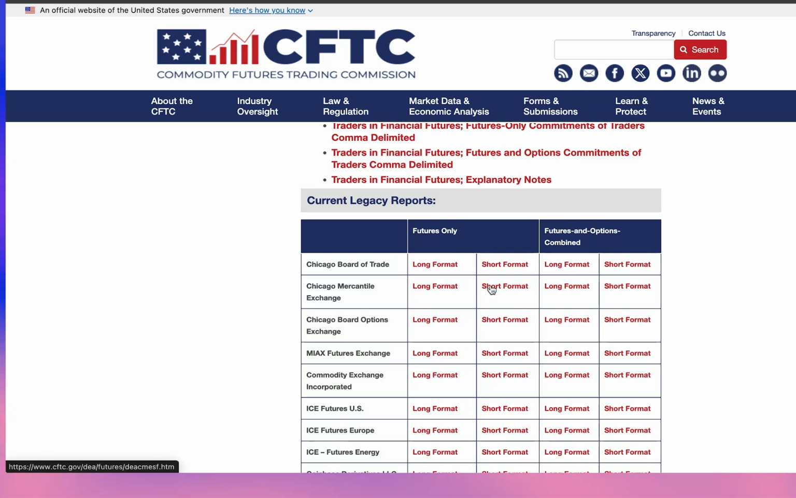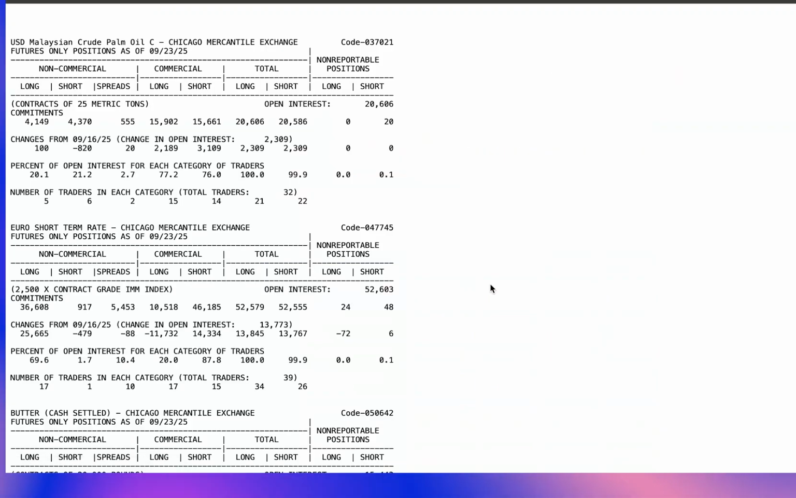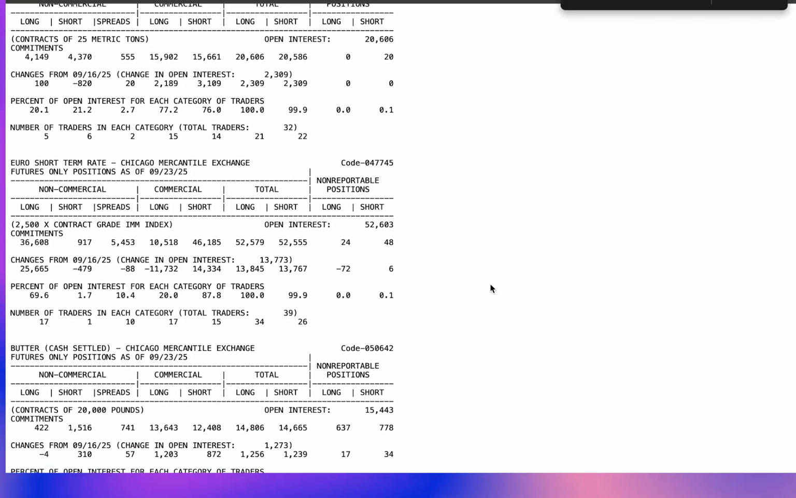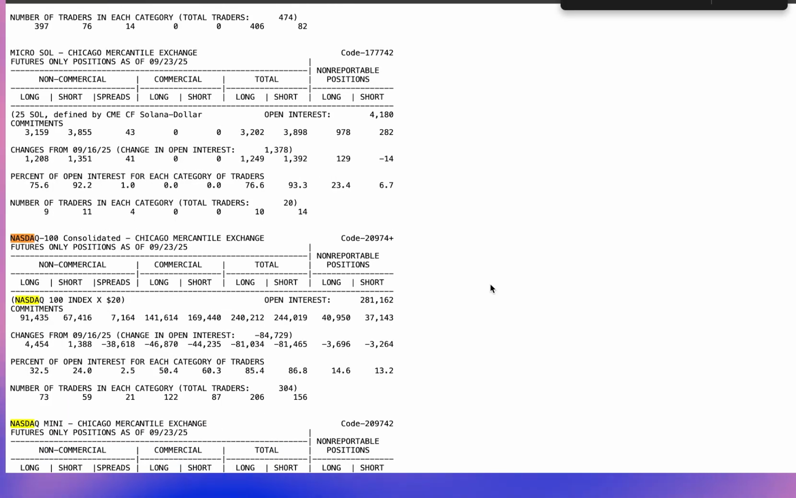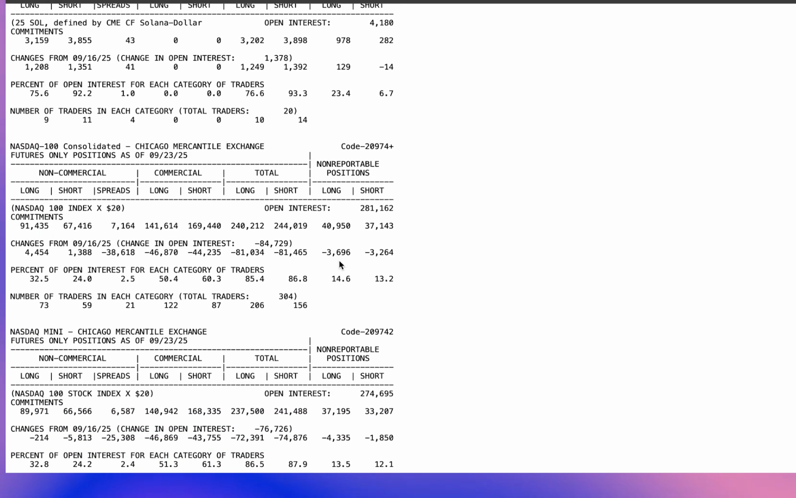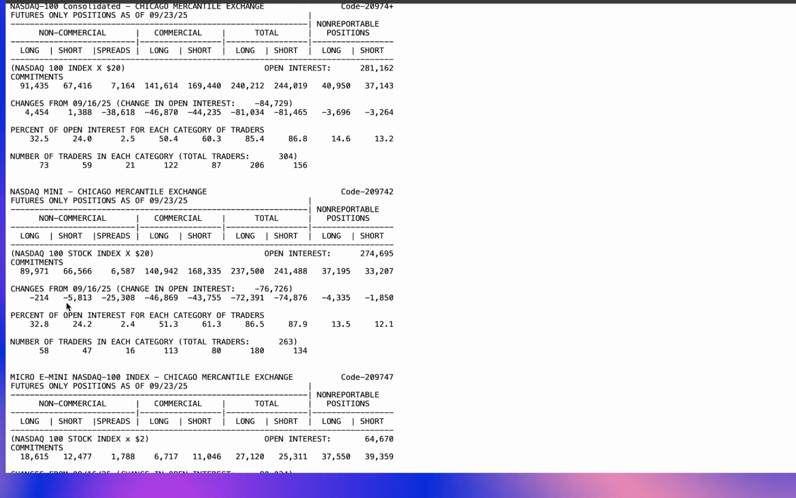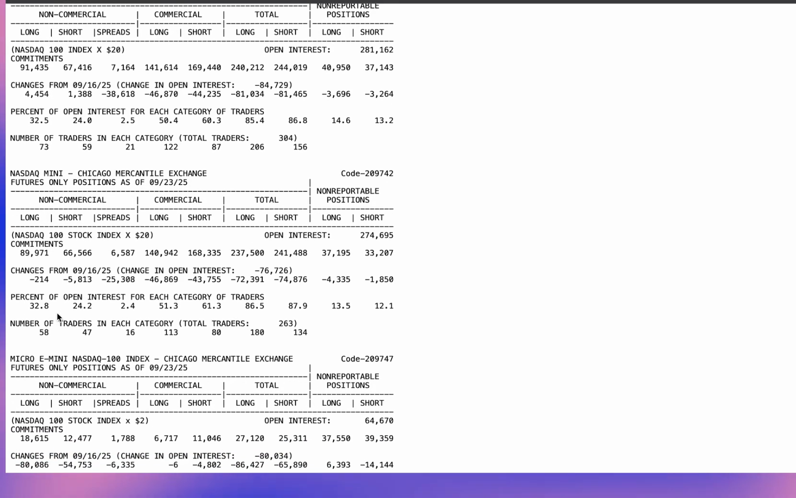And then you want to go to short format, right? You could do long format. It just has a lot more information on open interest, which we don't really need, but it does work. And then you want to go to the NASDAQ. I just hit Command F, or if you're on Windows, Control F. And I trade minis. So if you trade micros, you could do micros as well. But NASDAQ minis right here.